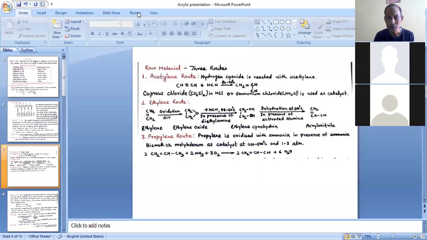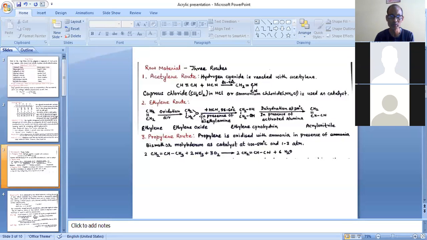Hydrogen cyanide is reacted with acetylene. Here you can see this acetylene is reacted with hydrogen cyanide at a particular temperature, that is 80 to 90 degrees centigrade. So we are getting CH2CHCN, which is known as acrylonitrile. And cuprous chloride in HCl or ammonium chloride is used as catalyst for this reaction.